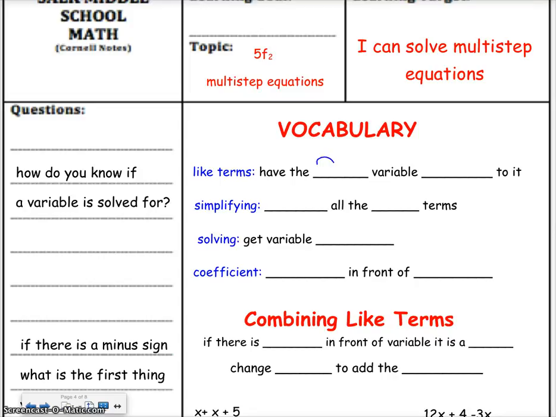Like terms have the same variable connected to it. They both have an x, they both have an a, they both have nothing, whatever it happens to be. When I say simplify, I mean combine all the like terms. That's what simplifying really means. It means get everything that's alike together. And the vocab word solve: when I say solve, it means get the variable by itself, alone.